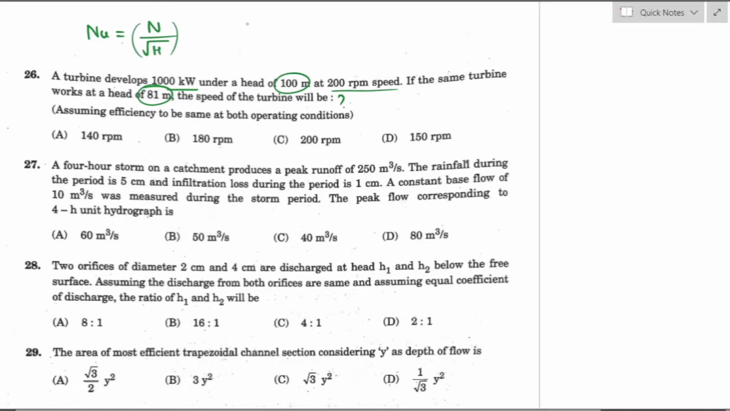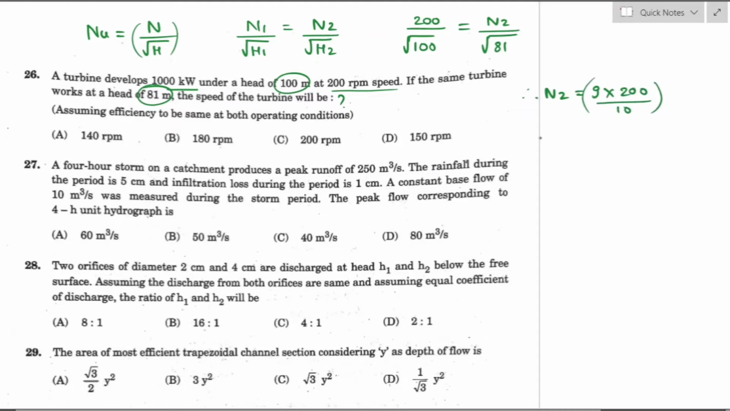So for a turbine working under two different conditions, the relation is N1 divided by square root of H1 is equal to N2 divided by square root of H2. N1 is 200 rpm, H1 is 100 meter, N2 is the speed we have to find, H2 is 81 meter. Therefore N2 is equal to 9 into 200 divided by 10. On solving this, the speed of the turbine will be 180 rpm. So the right answer is option B.